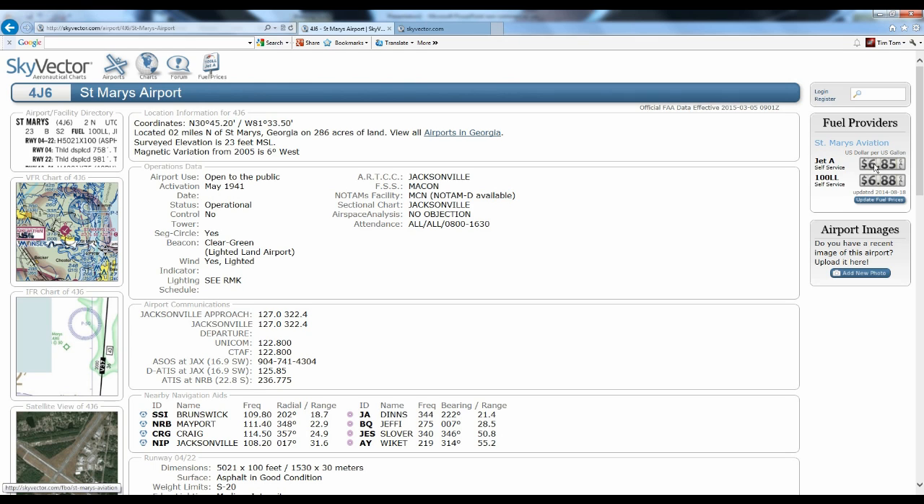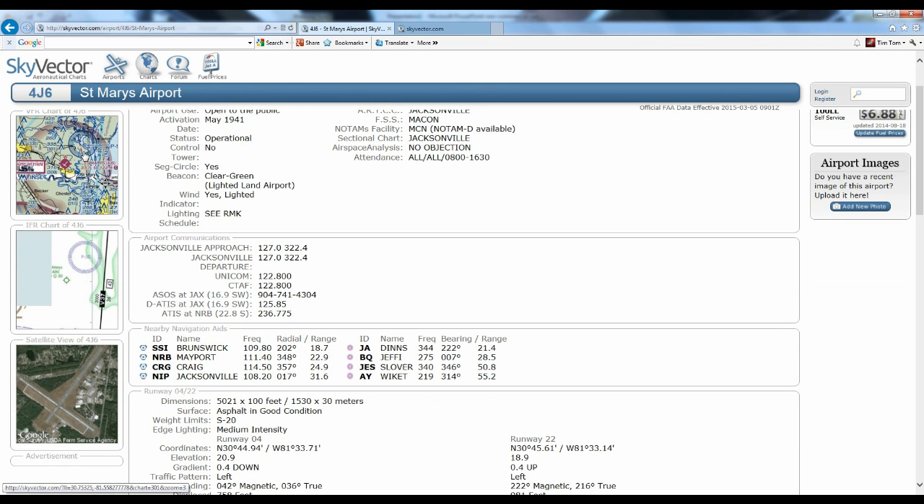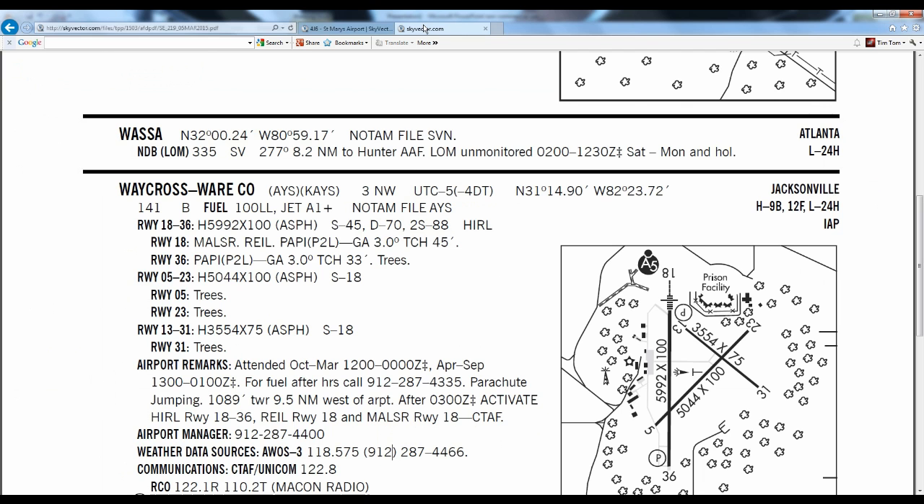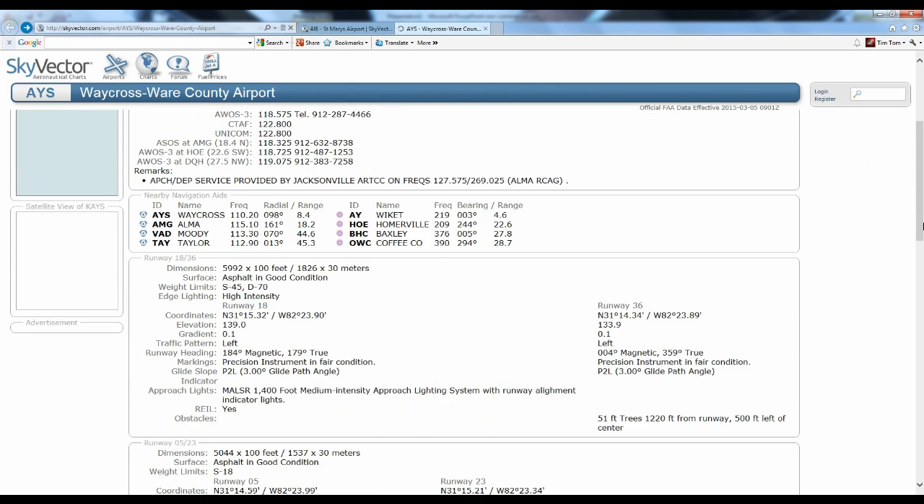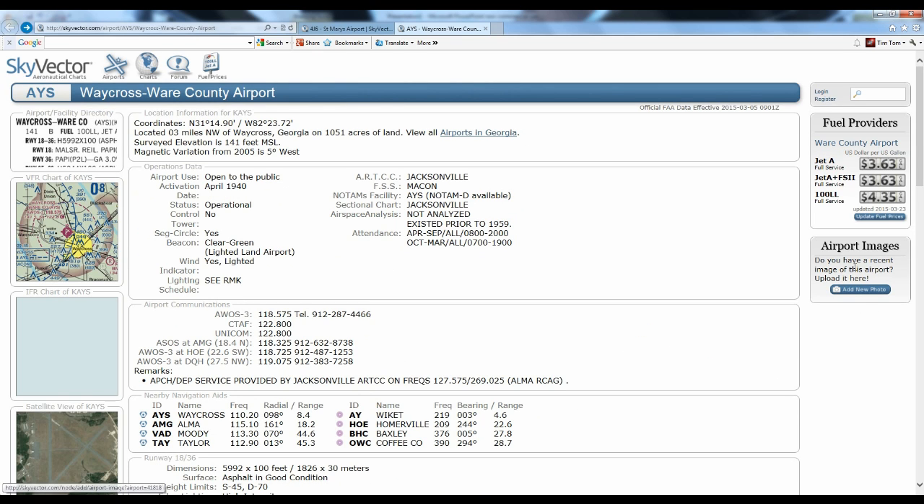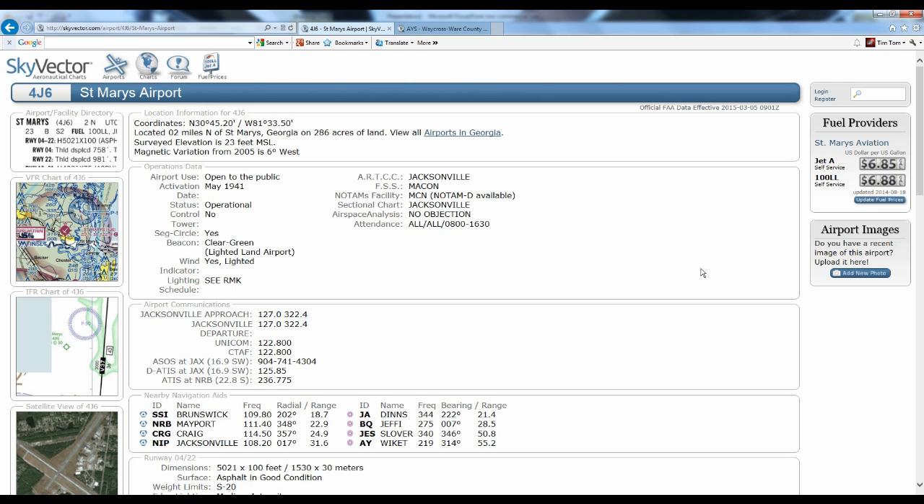They also have the fuel prices for the FBOs there, and they have quick links to take you back to the charts, either the VFR or the en routes. They have a satellite picture. Sometimes, though not always. Let's see if they have it for Waycross. No, they don't. They'll have an airport image here, so if you're flying and you take a picture of the airport from the air, you can upload it here, and they'll have an image of the airport if someone has.